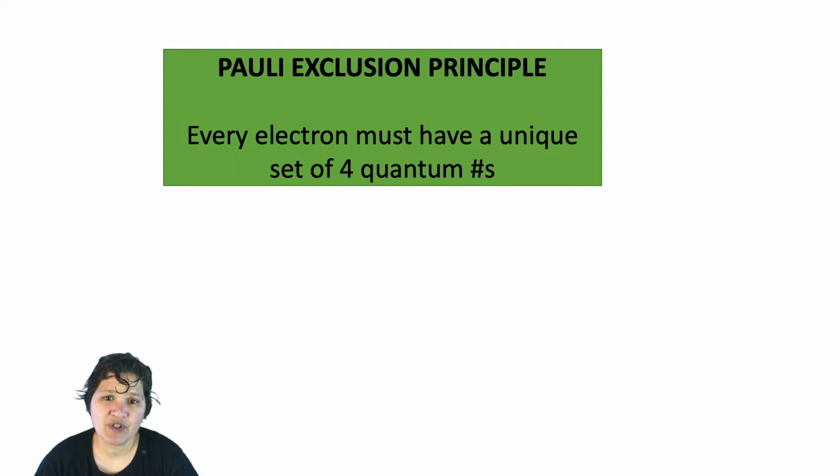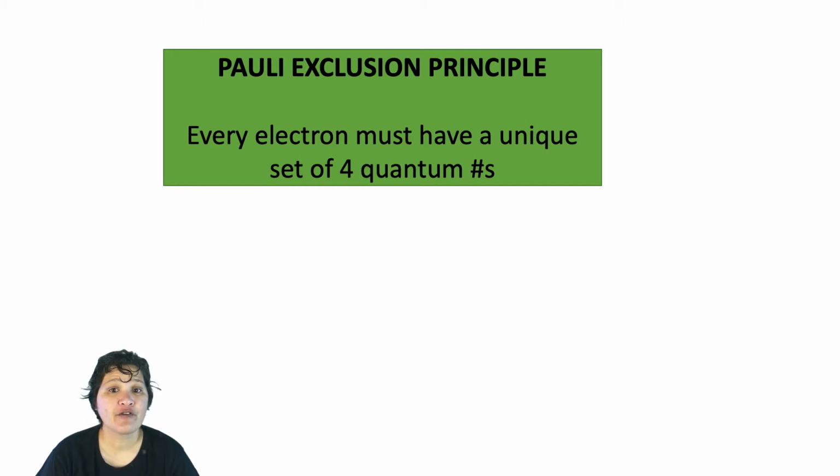So basically, what this principle says is that no two electrons can exist in the same space under the same set of conditions. Each orbital will end up having two electrons, but that's because each of those two electrons will have a different value of the spin quantum number, m sub s.